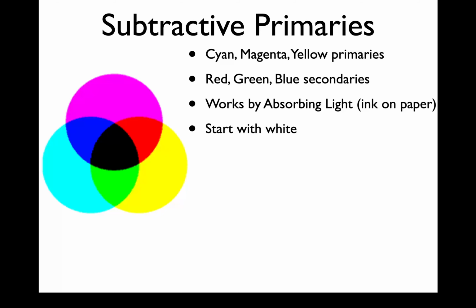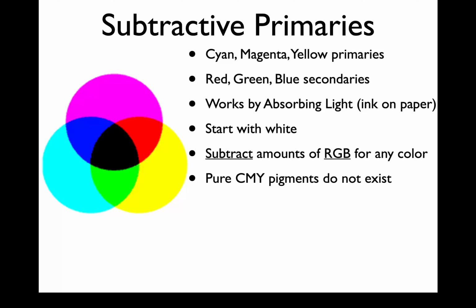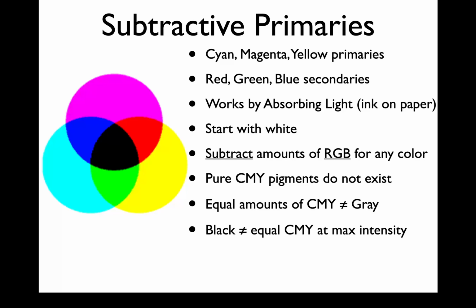That's part of the reason that all of this is so tricky when you go from a screen to a print: they're two completely different color systems. So you can subtract any amounts to achieve any sort of value for RGB. Pure CMY pigments do not exist. Equal amounts of CMY do not equal gray. Black is also not equal to CMYK at its maximum intensity. This is why you need K.